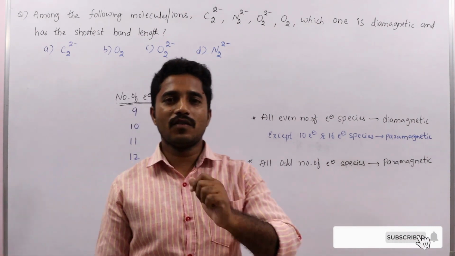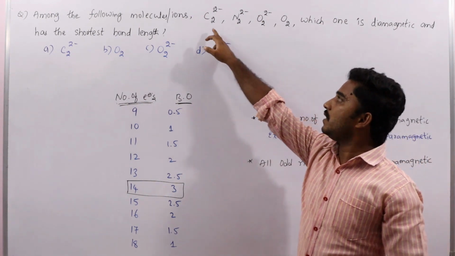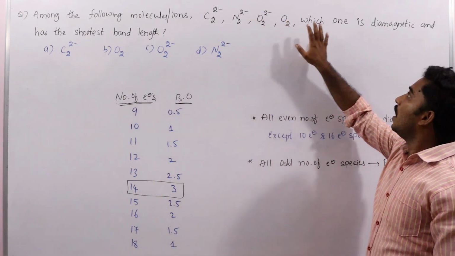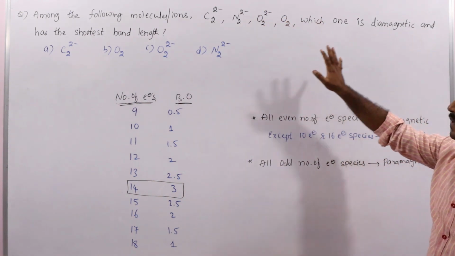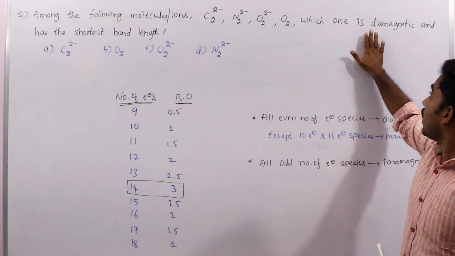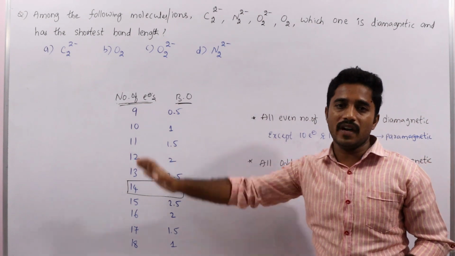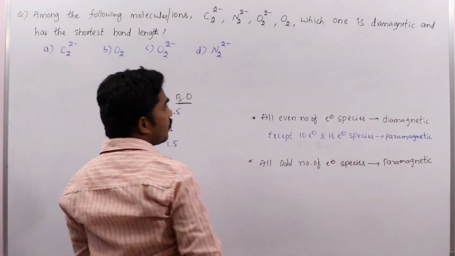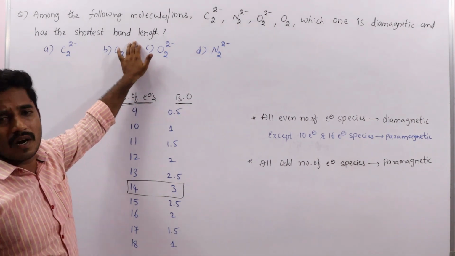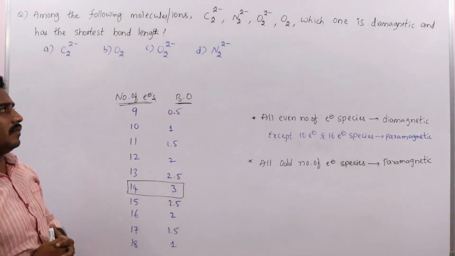Let us discuss the next question. Among the following molecules or ions: C2 2 minus, N2 2 minus, O2 2 minus, O2, which one is diamagnetic and has the shortest bond length? What we have to find out is the diamagnetic species that also has the shortest bond length. Bond length comes from the bond order. Before going to that, I want to explain diamagnetic character.